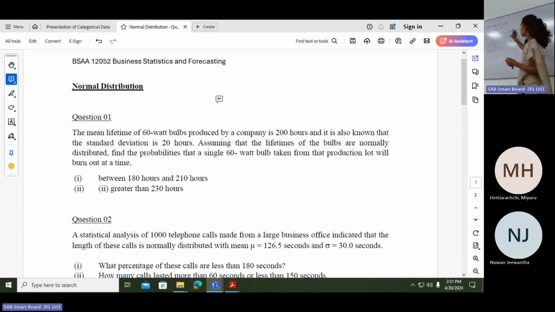Understood? This is the probability. This is the percentage value. This is the number of observations. It's clear? Okay.